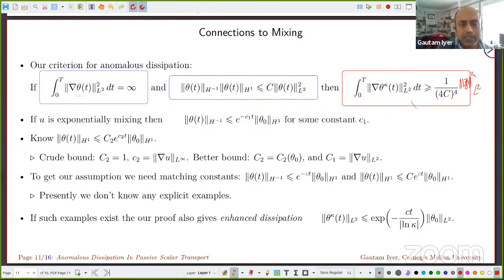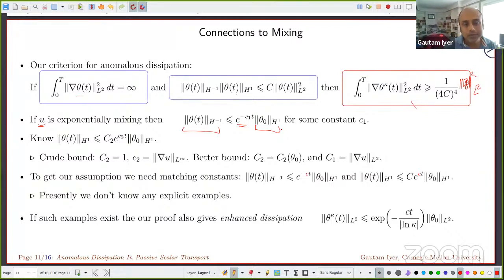Well, I know something about H minus 1 decaying. These are standard things about mixing. Let me go that direction for a minute. Suppose my velocity field U was exponentially mixing. What does this mean? Exponentially mixing tells me that some measure of the mix scale, in this case let's just choose the H minus 1 norm, should decrease exponentially. So let's put a constant and say this is bounded above by e to the minus some constant t times the initial H1 norm.